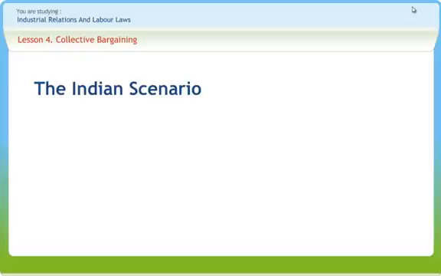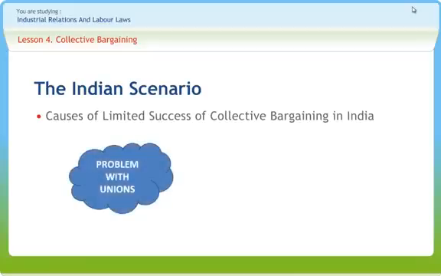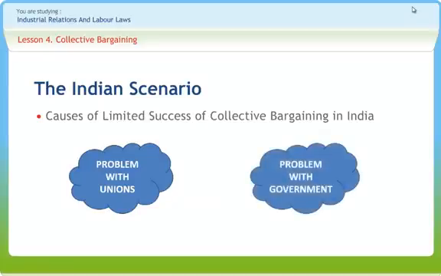In ports and docks, banking and insurance, collective agreements were arrived at right at the national level. Other than in Ahmedabad and Mumbai, so far, collective agreements have not made much headway in India. The causes for limited success of collective bargaining in India lie in the problems of trade unions and government.